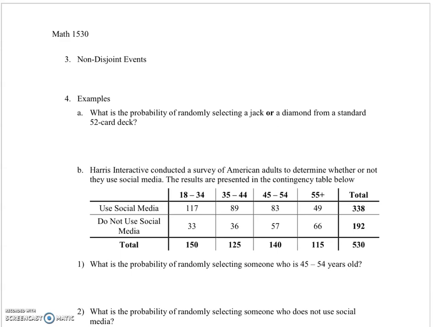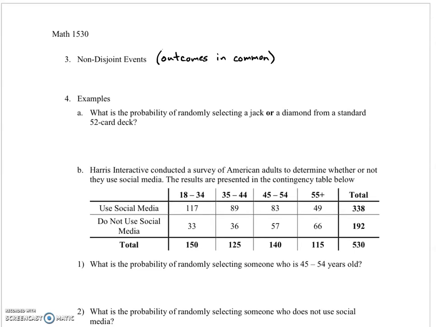This is the second part of the section 5.2 video lecture. So in the last one, we had finished talking about how we calculate the probability of event 1 or event 2 if the events are disjoint, meaning that they have no outcomes in common. But what happens if the events are non-disjoint? That means they do have outcomes in common. Well, the process then is just a little bit different.